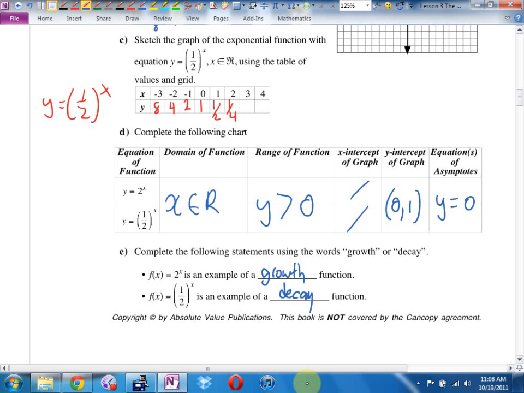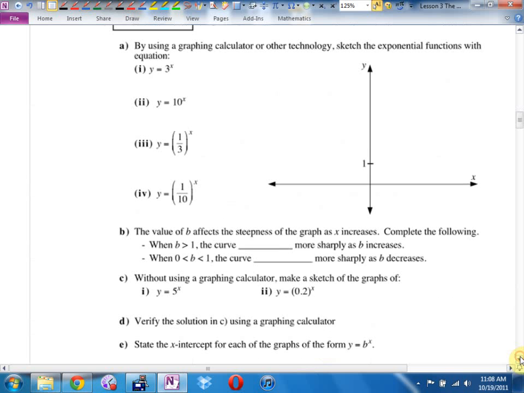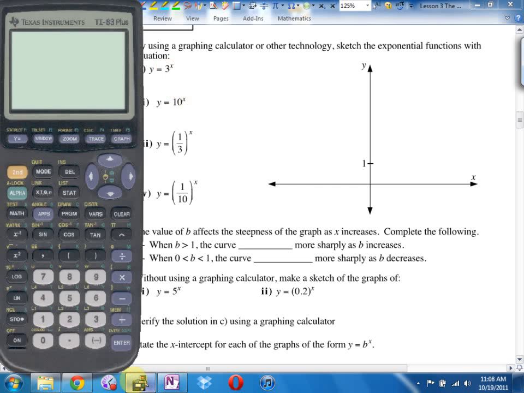Turn the page. What do you think happens as my base gets bigger? Let's find out. Get your calculators out. We're going to do three equations. Clear everything and go zoom standard right away so that our window is the same. Zoom button, option 6. Here are the three we're going to graph. 2 to the power of x, enter. 3 to the power of x, enter. And then 5 to the power of x, enter.